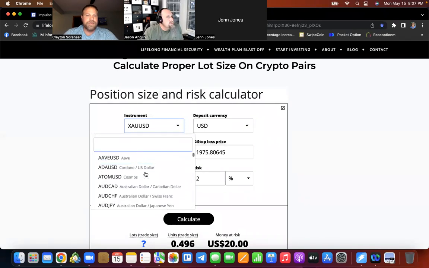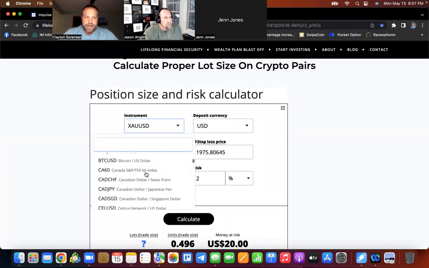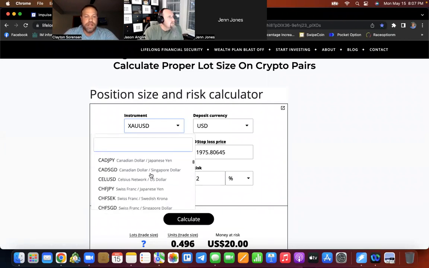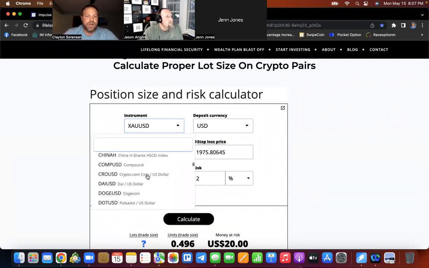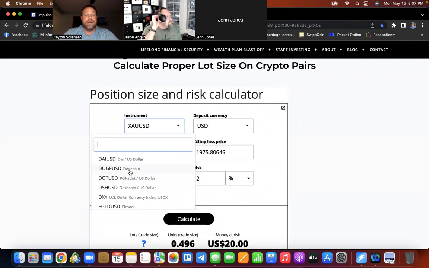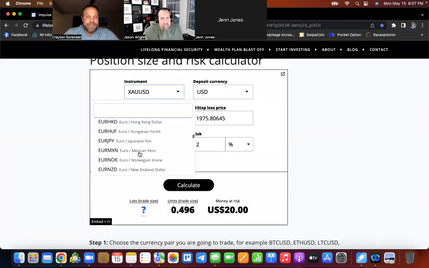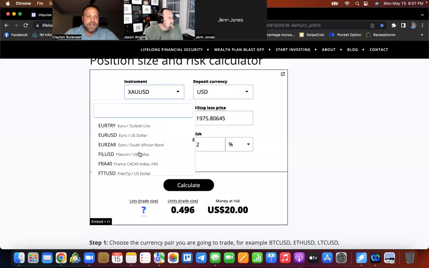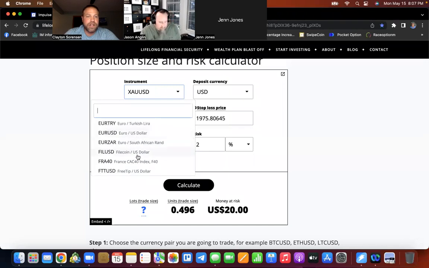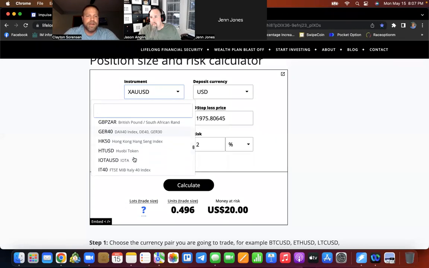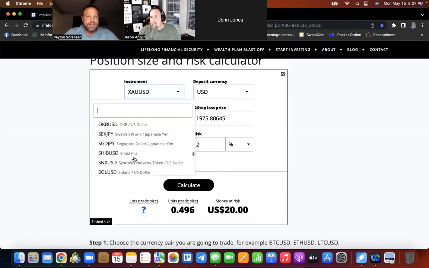There's also every single pair, indices, commodities, crypto on here. Here's Bitcoin, Bitcoin to US dollar. You can figure all that out, what you want to leverage to your account. There's even Dogecoin on here, another crypto one. Euro USD is on here, the euro to the US dollar. You can trade the German 40 on here too. It's an indice. I remember I used to trade that a little bit when I first got in.